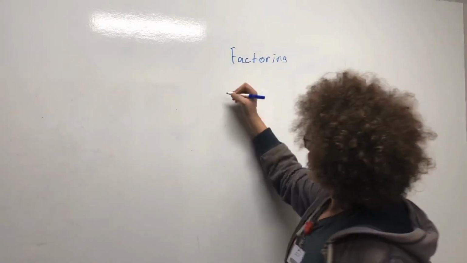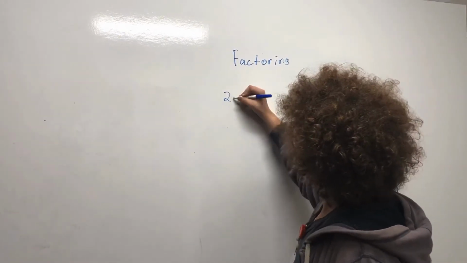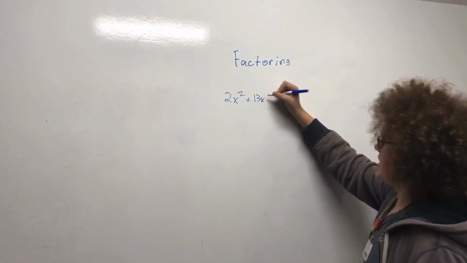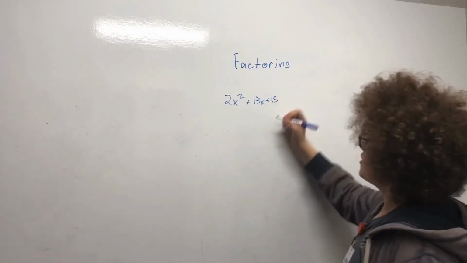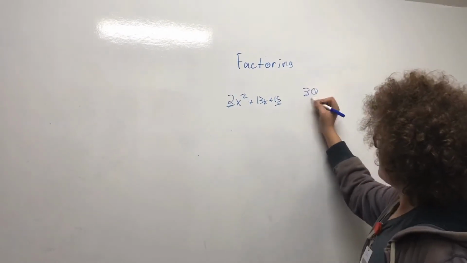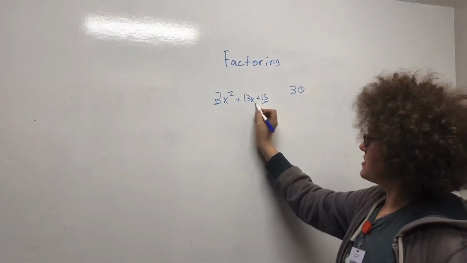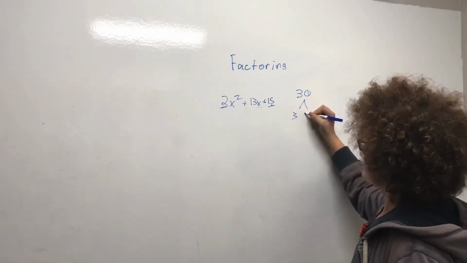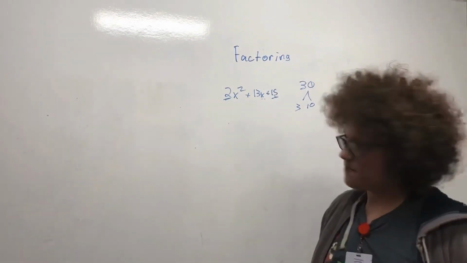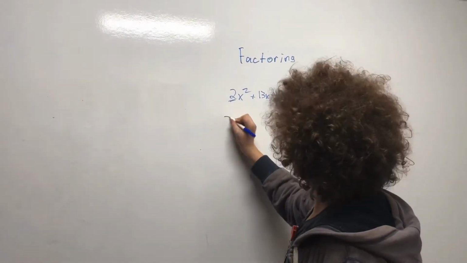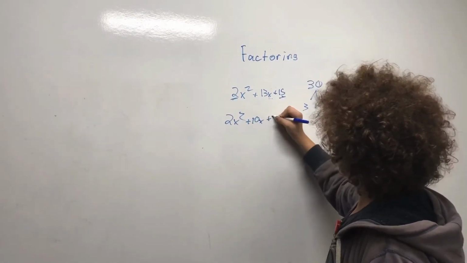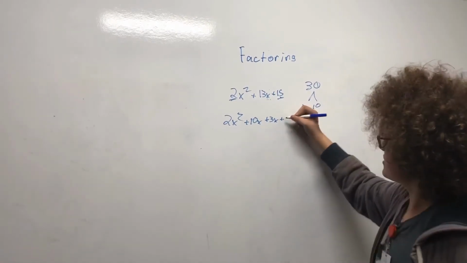So for example, when you factor a quadratic, say 2x squared plus 13x plus 15, you have to multiply these two numbers, which gets you 30, and find the factors of 30 that add up to 13, which are 3 and 10. Then you put them in however you like, which is a good, easy thing to do. So 2x squared plus 10x plus 3x plus 15.